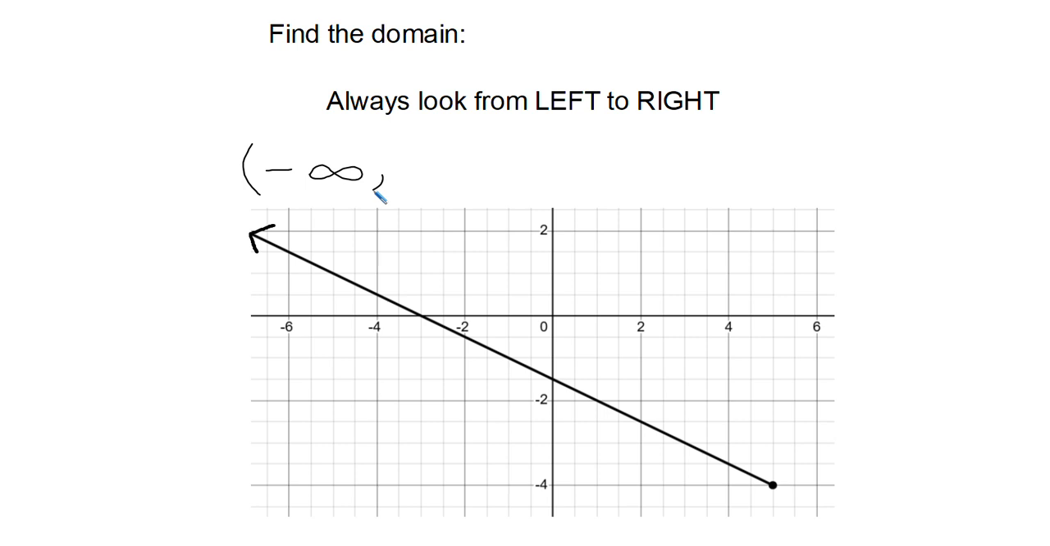And then we look along the line. There are no breaks or gaps in it, and it ends right over here at an x value of positive 5. Make sure you don't use negative 4, right? Don't use the y value, use the x value. And then we've got a closed endpoint there, which again indicates a bracket. So our domain here is negative infinity to 5.